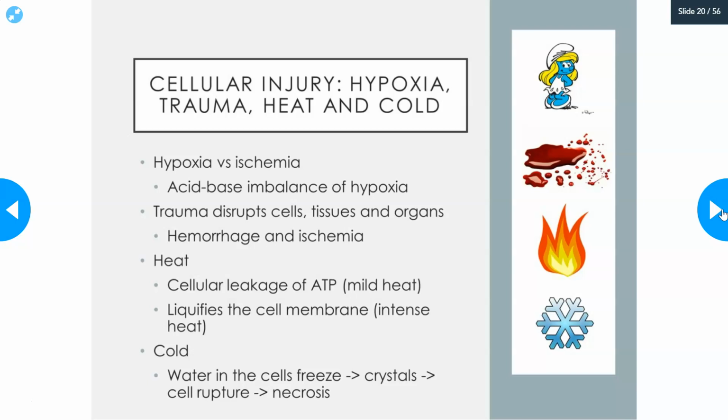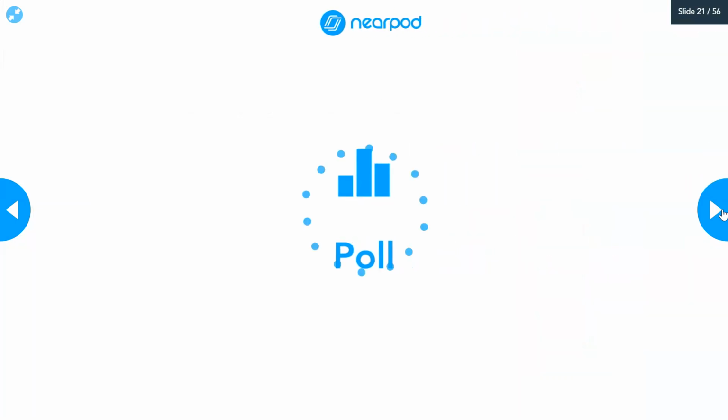Heat can cause cellular leakage of ATP. That would be with mild heat, so a mild burn or maybe a sunburn. But intense heat liquefies the cell membrane. So that would be like a really third-degree burn. And that's how it causes injury. With cold, the water in the cells freezes. Then those form crystals, because ice takes up more room than liquid water. The crystals cause the cell to rupture, and then you get necrosis, and that's how she lost her nose and fingertips, or parts of her nose and fingertips, and so on.